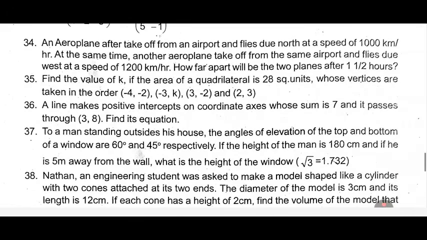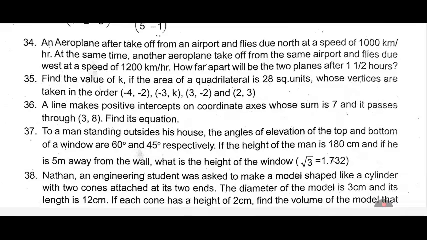34. An aeroplane after takeoff from an airport flies due north at a speed of 1000 km/h. At the same time, another aeroplane takes off from the same airport and flies due west at a speed of 1200 km/h. How far apart will the two planes be after 1.5 hours?